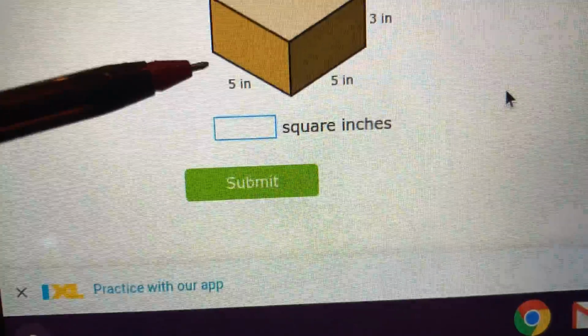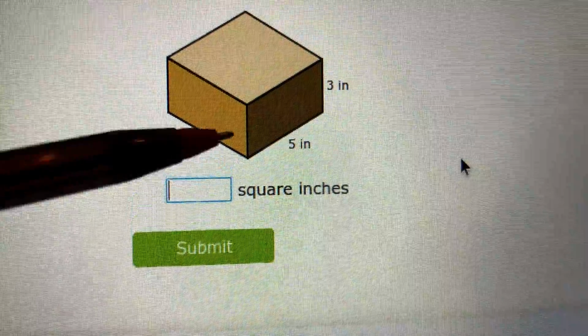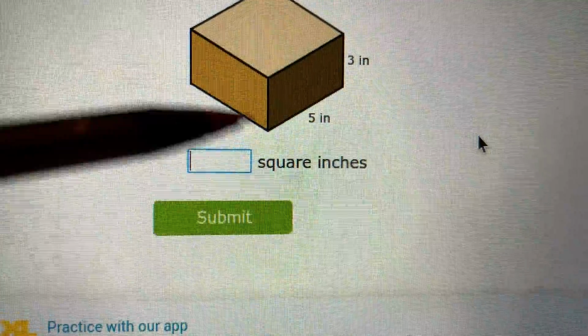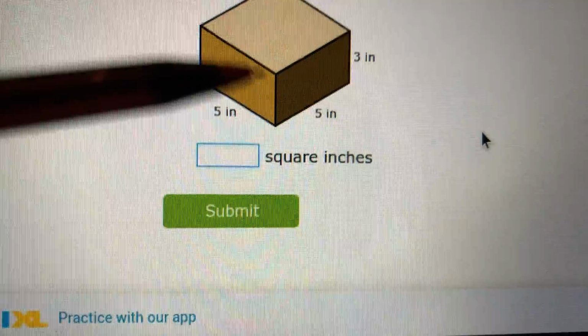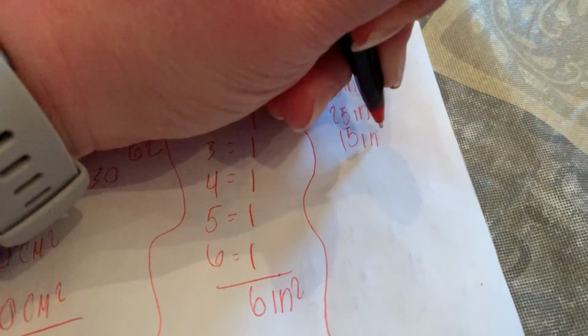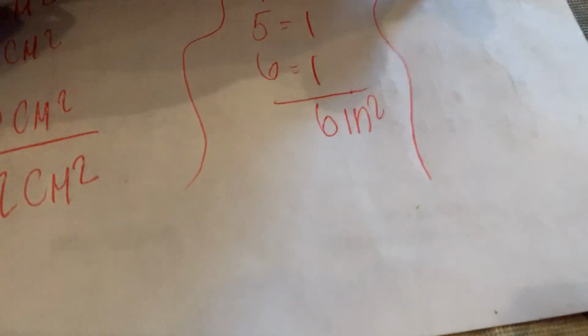Okay. I'm going to go to the front here. This is a rectangle, so I need to know the length and width. So the length is 5. The width is going to be 3. If this is 3 here, this is 3, this is 3. So 5 times 3 is 15. So the area would be 15 inches squared. And the back, the side back here, is also going to be 15. So I'm going to go ahead and type in 15 inches squared.